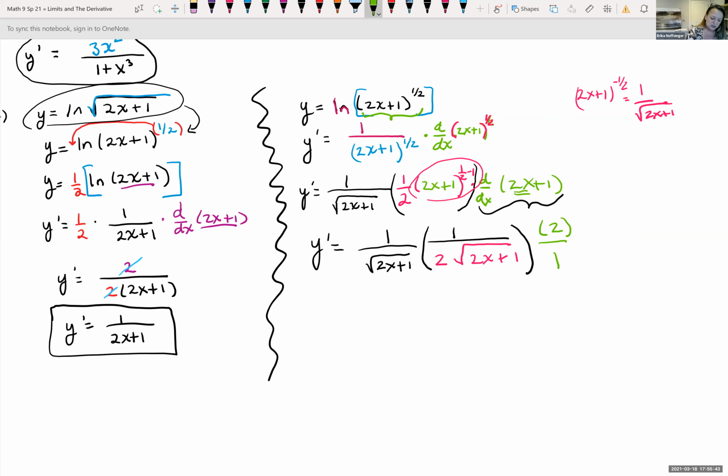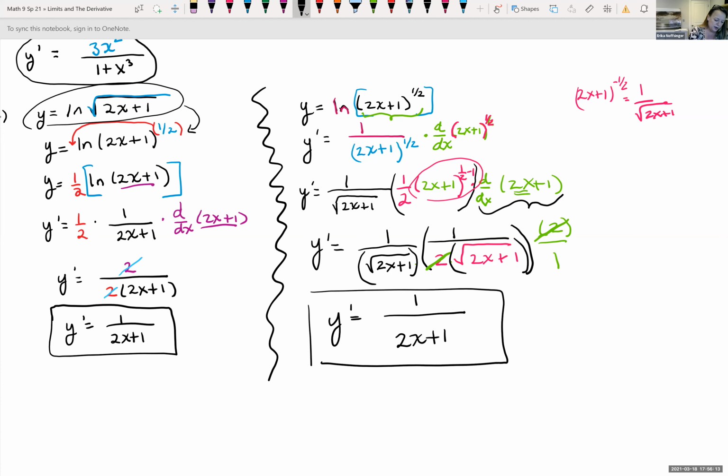I notice this is all strictly multiplication in the denominator. So I can simplify this 2 out here, this 2 here, with this 2 up in the numerator. So this would equal 1 all over, well, square root of 2x plus 1 times square root of 2x plus 1. That's square root of 2x plus 1 quantity squared, which cancels the radical, giving us that 2x plus 1. Which is the same thing we got over here, but so much more complicated because we didn't rewrite it first by bringing that exponent down.